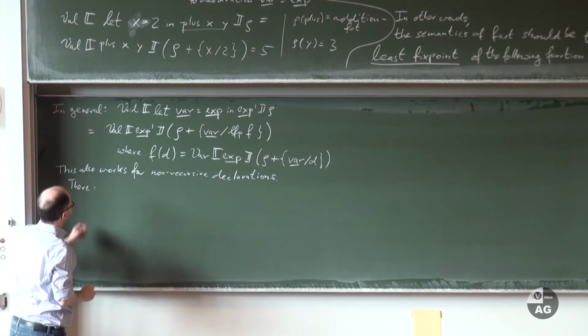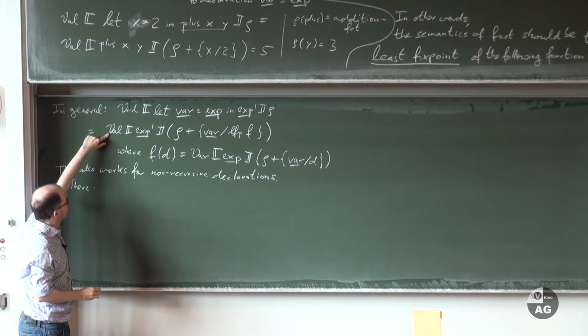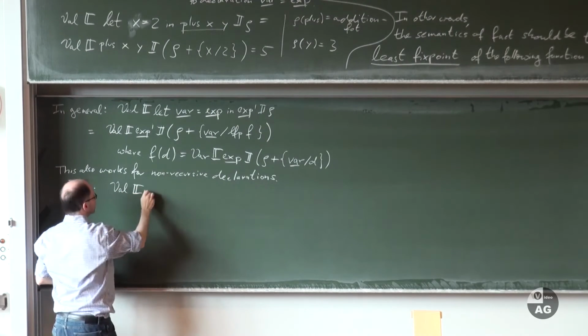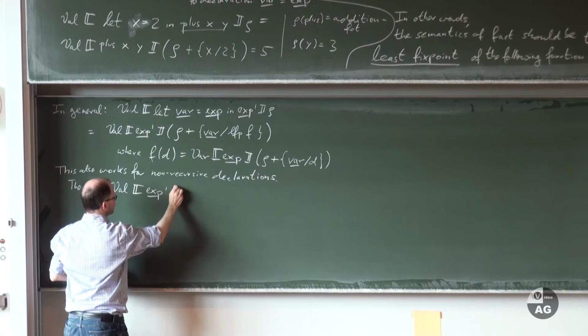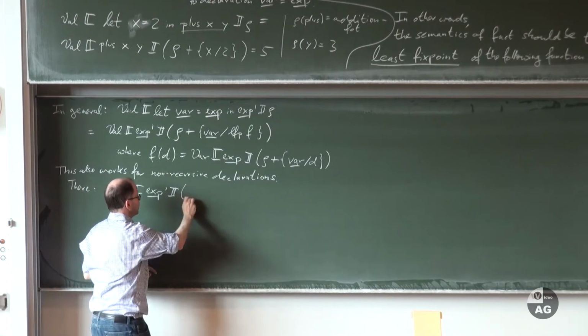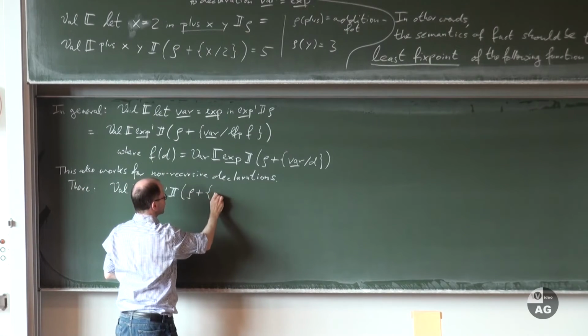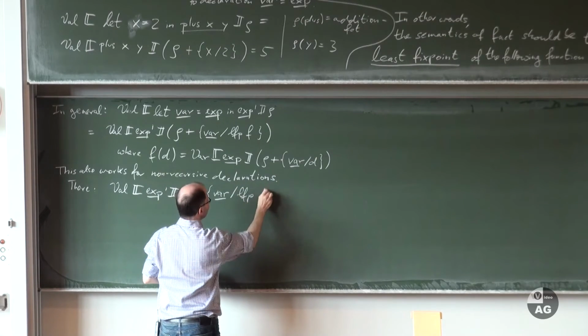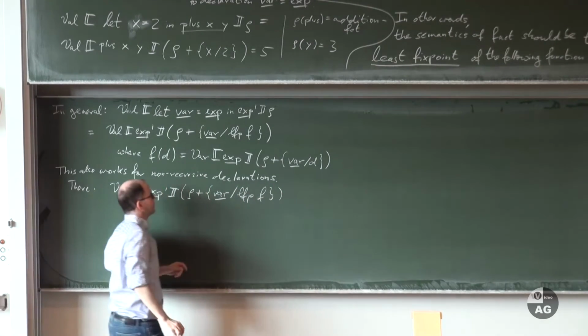Well, what happens there? So there we would now also take this definition. So we would say the semantics of the whole let expression is the semantics of x prime in this environment here, rho modified such that this variable is the least fixed point of f. But now what is the least fixed point of f?